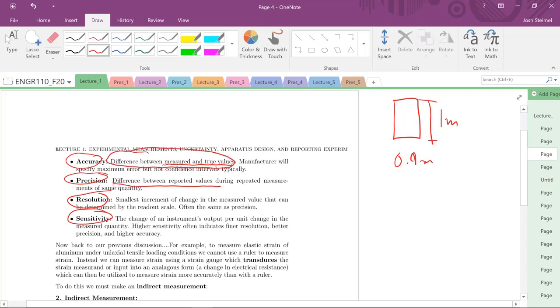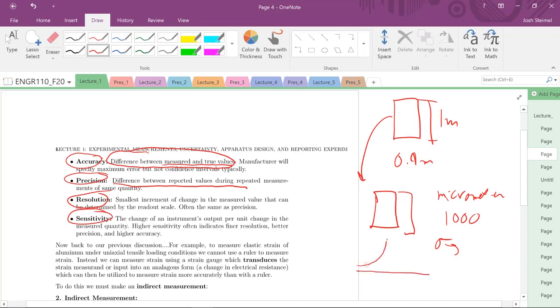Precision is the difference between reported values during repeated measurements of the same quantity. What that means is if I take this sample now, and I have my micrometer, and I make 1,000 measurements of this length, what's going to be the difference? Or you could even talk about the standard deviation of those 1,000 measurements. Hopefully you've seen a distribution like this before. If my distribution is tight, my histogram as a function of length, I have high precision. If it is wide, then I have extremely low precision.